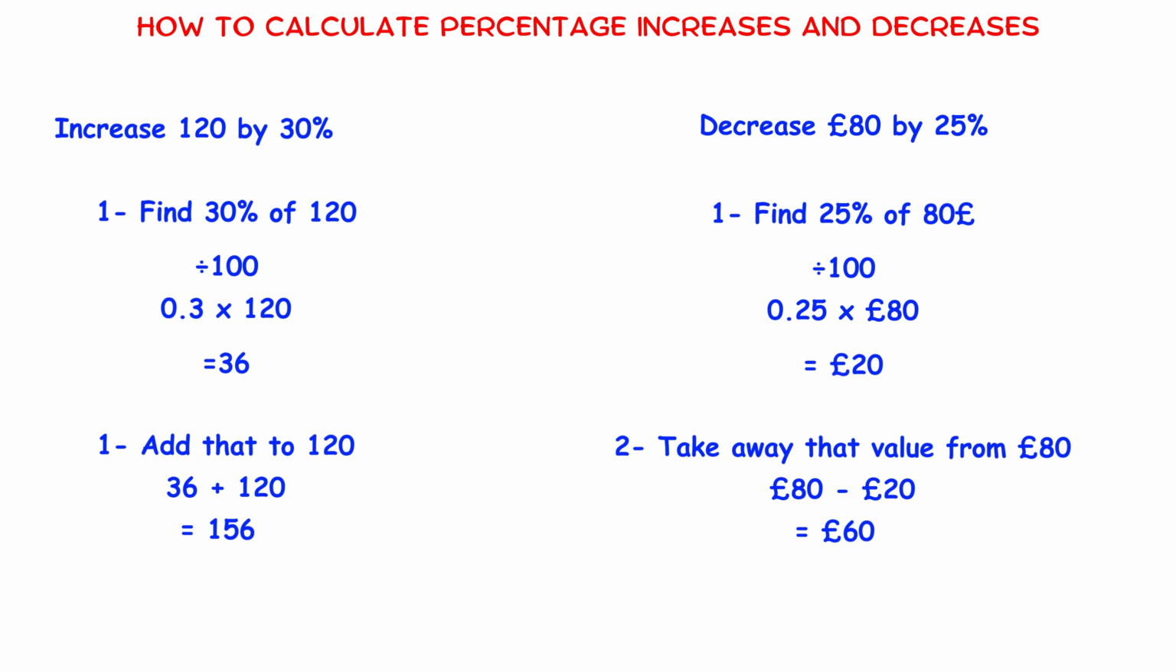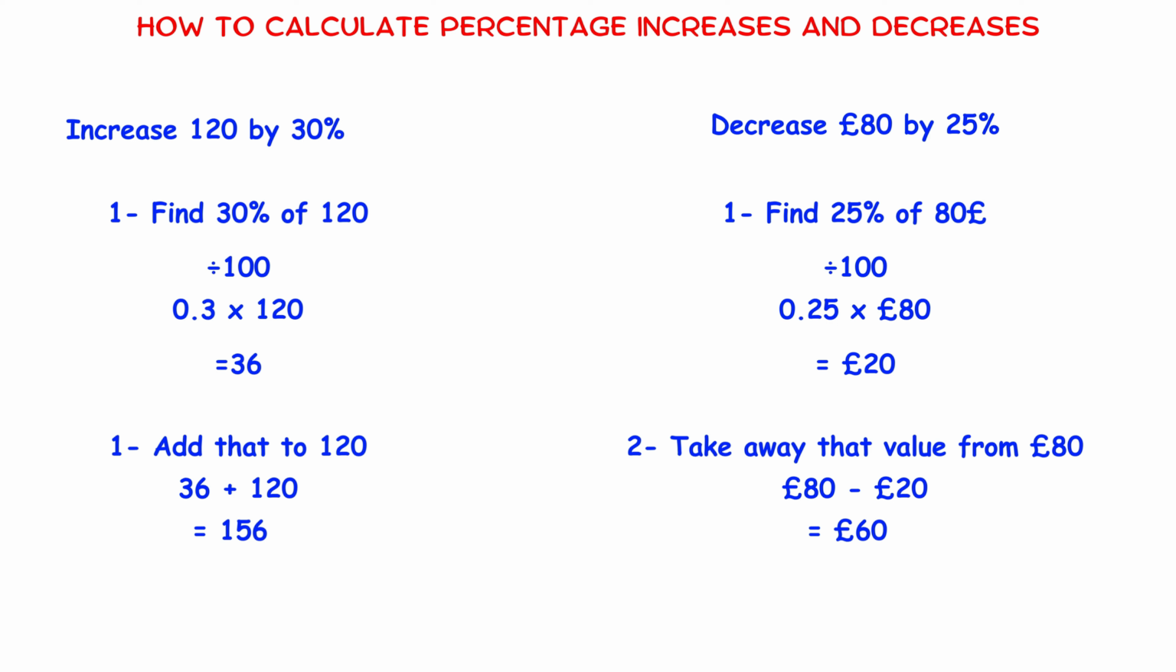So if you start with this question on the left, we're trying to increase 120 by 30%. To do this, we can think of it in two steps. First, we're going to have to find out what 30% of 120 is, and then we can add that value to the 120. We've already covered how to find the percentage of a number in our last video. So if you're not sure how to do it, then check that video out first.